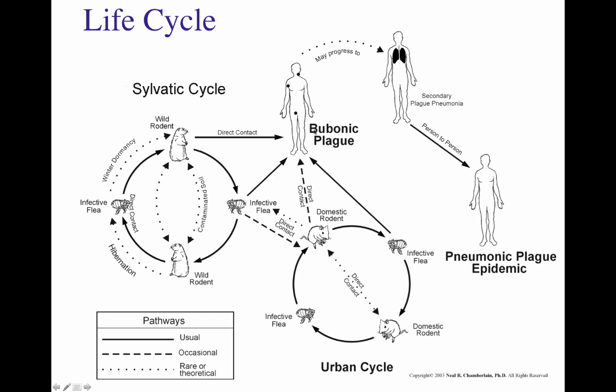Now, if not treated, the bubonic plague is going to progress to the secondary pneumonia, which is the pneumonic phase, shown over here by this person with infection in the lung. And now you can have direct person-to-person contact to generate the pneumonic plague epidemic that is very lethal.